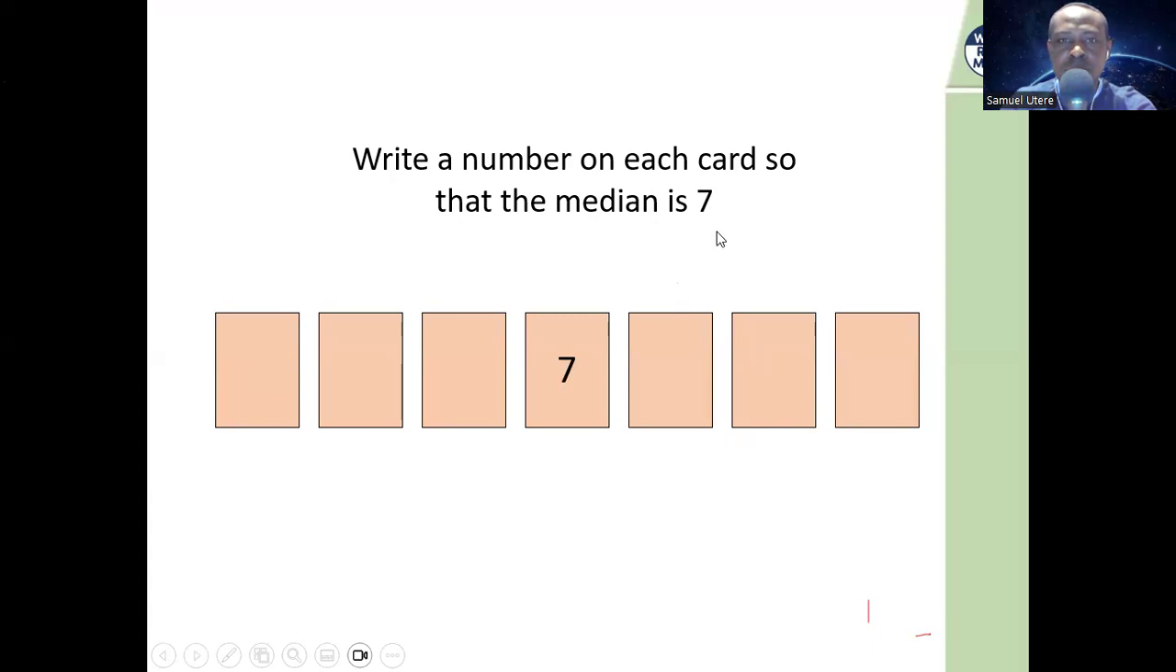Now, if we're going to write numbers on these cards so that we have an ordered set where 7 is the middle value, for these first 3 cards, we're going to have to write any numbers that are less than 7. And for the next three cards, we're going to have to write any numbers that are bigger than 7. And this gives us these. It doesn't matter that we have 7 here. We still have 7 as our median.